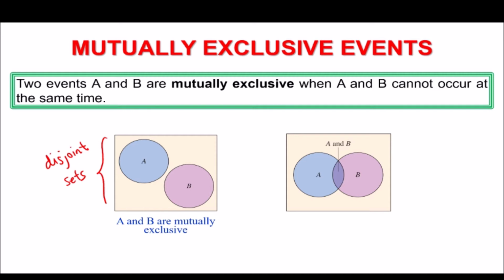As you will look at events A and B, there is a common area between the two. This is the intersection, denoted by A and B. These types of events are not mutually exclusive. Let me show you an example on how to identify events that are mutually exclusive and not mutually exclusive.